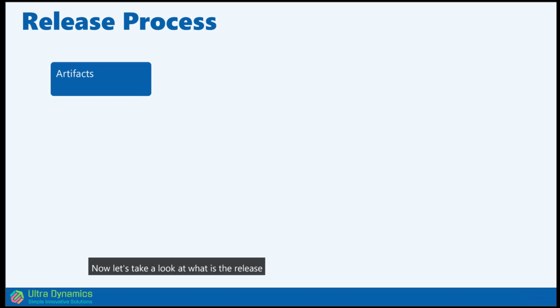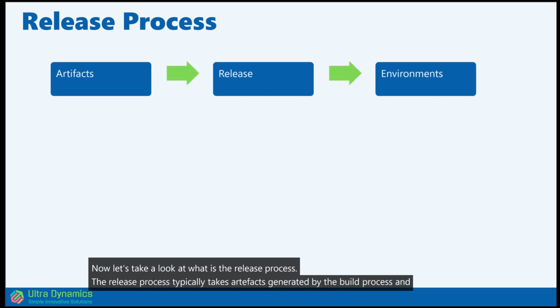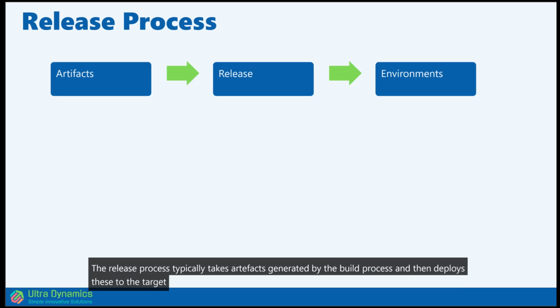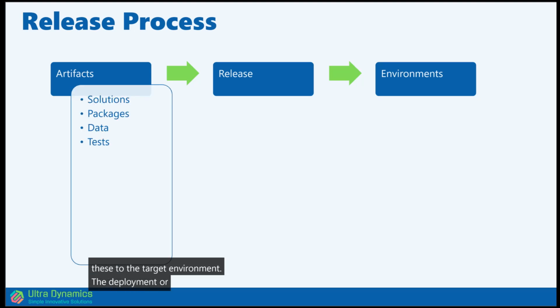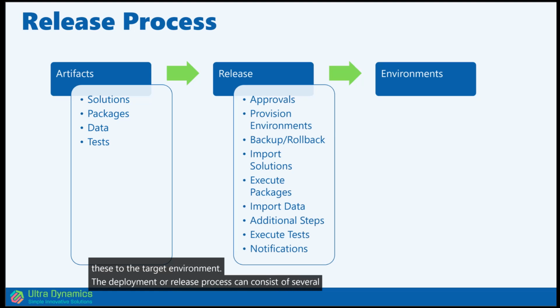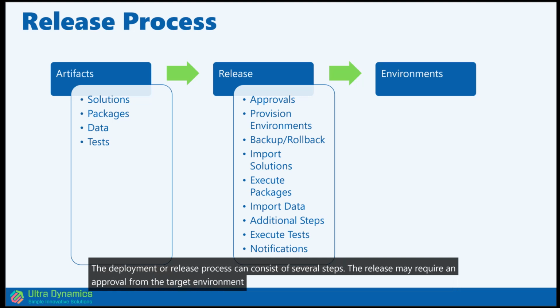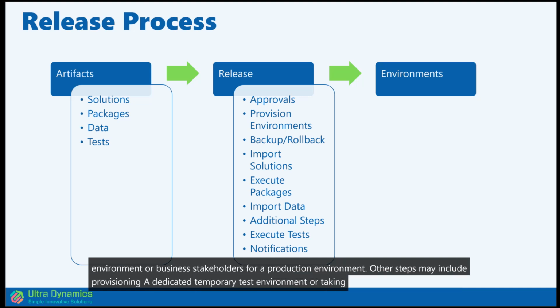Now let's take a look at the release process. The release process typically takes artifacts generated by the build process and then deploys these to the target environment. The deployment or release process can consist of several steps. The release may require an approval from the target environment owner. This may be the test manager for a SIT environment or business stakeholders for a production environment. Other steps may include provisioning a dedicated temporary test environment or taking backups of existing configuration.